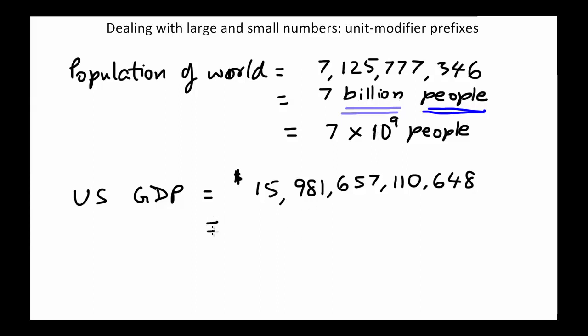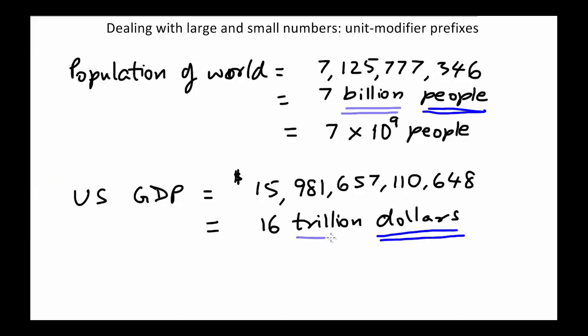And when it comes to the US GDP, we may say that this is close to $16 trillion. And I'm going to write the dollars here at the end instead of as the sign in the beginning, just to emphasize that in this case, the unit for US GDP is dollars, so there's our unit. And we have chosen to use the unit prefix modifier of a trillion to represent this very large number.